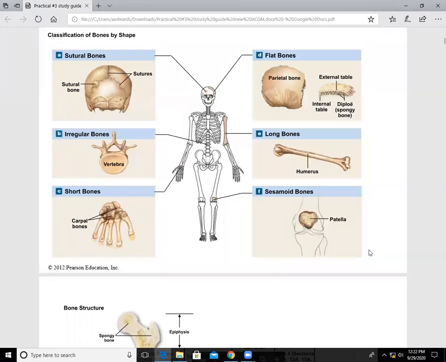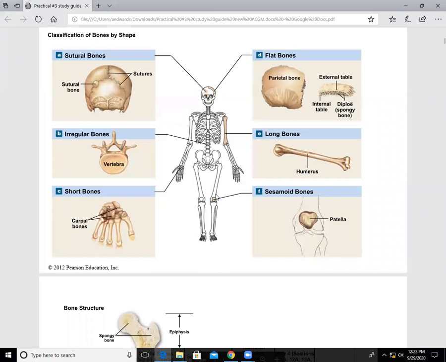Word. All right, so again, sternum, skeletal system, types of bones. Again, I said sutural bones. Sometimes you have bones that form along the line of a suture; those are sutural bones. The bones in your skull are flat bones. Bones in your arms and legs are long bones.